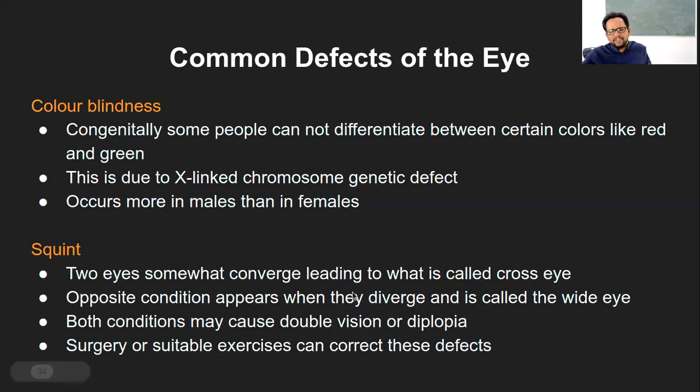So there are cross eye squint and wide eye squint, depending on where the eyes are pointed. And both of these conditions may cause double vision, also called diplopia. That is because of the structure within the eyes, which has either developed wrongly, or over time has reached this stage. So you see two of everything, but not always. There is quite a lot of description to it.